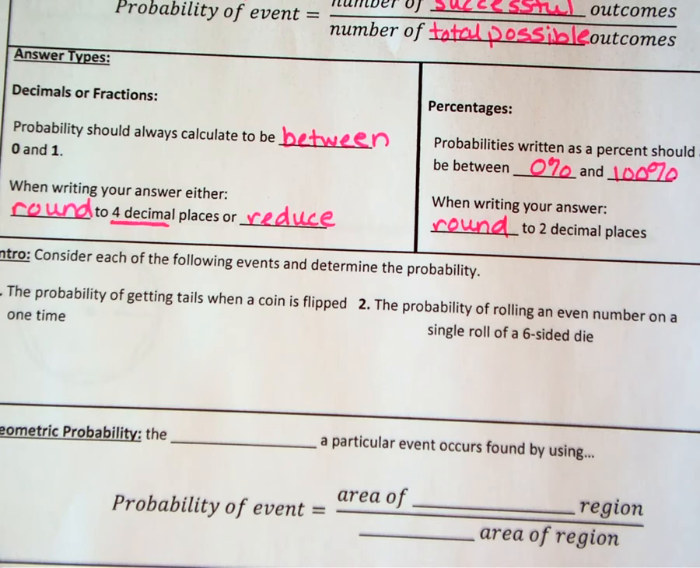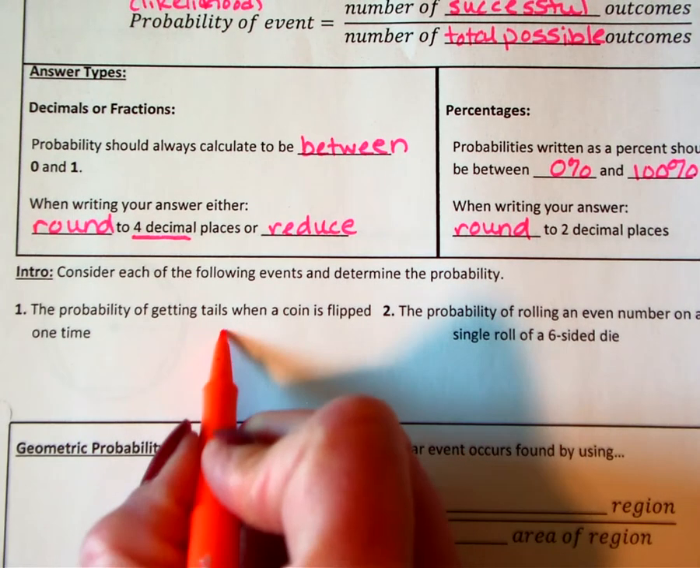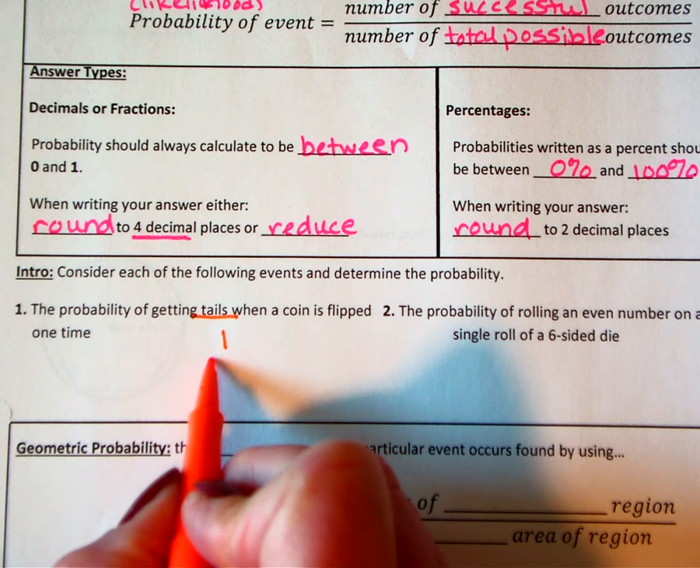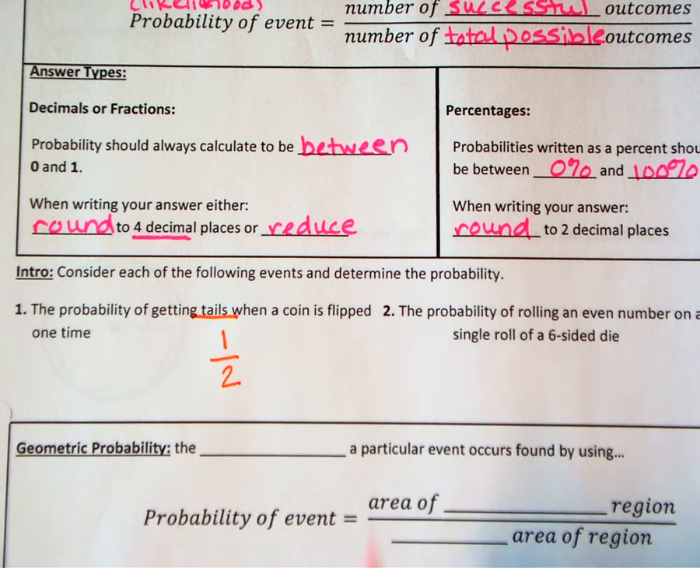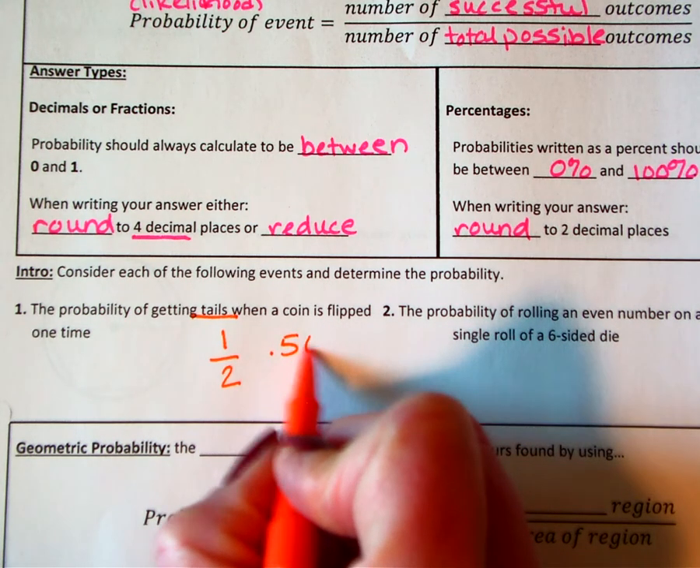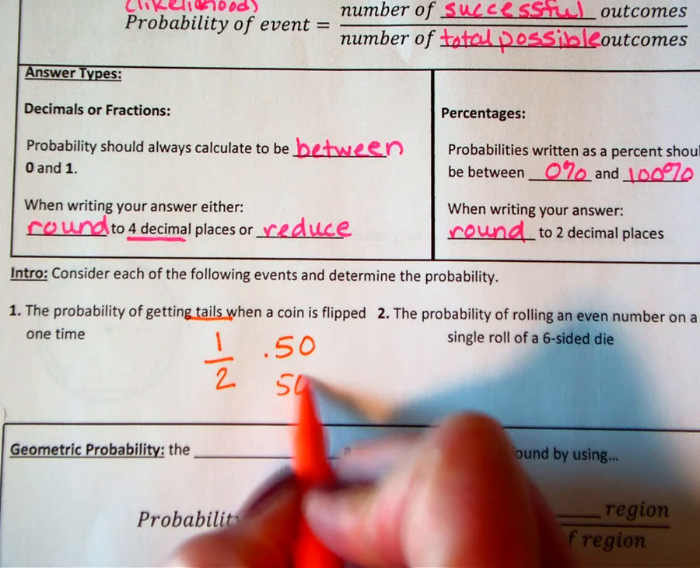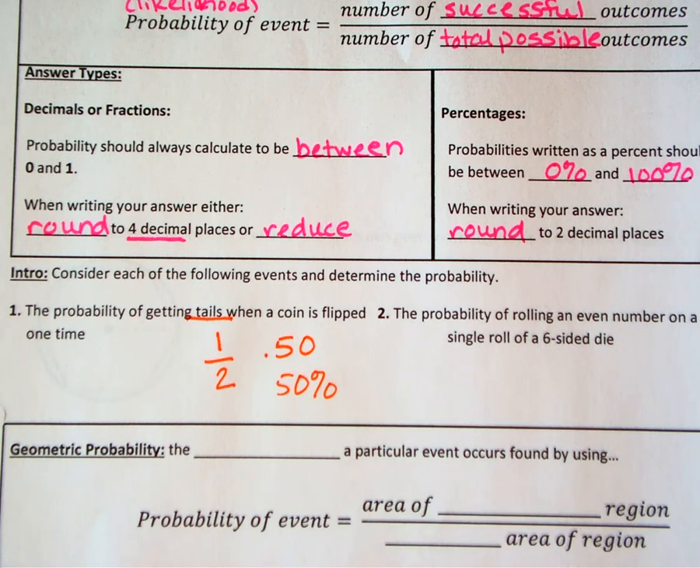Okay. So for example, consider each of the following situations. The probability of getting tails when you flip a coin. So there's only a heads and a tails on a coin. So the probability of getting a tails, there's only one tail, and there's only 2 possibilities. So 1/2 as a fraction, 0.50 because it's exact, or a 50% chance of flipping a tails.